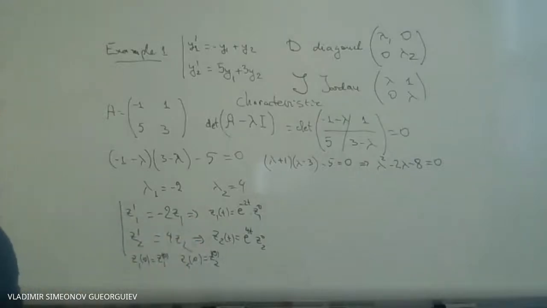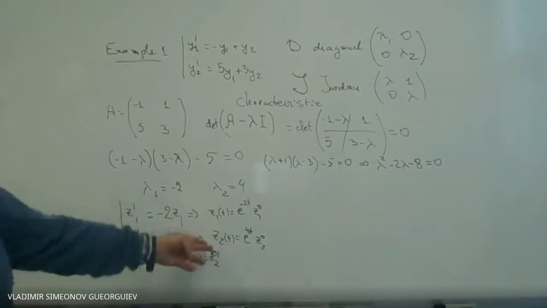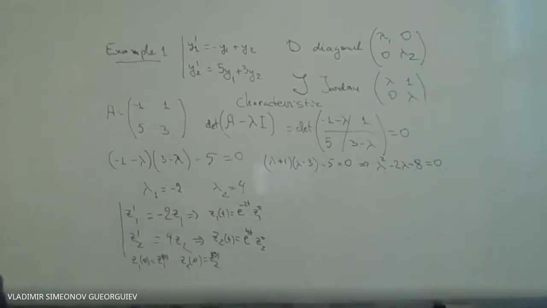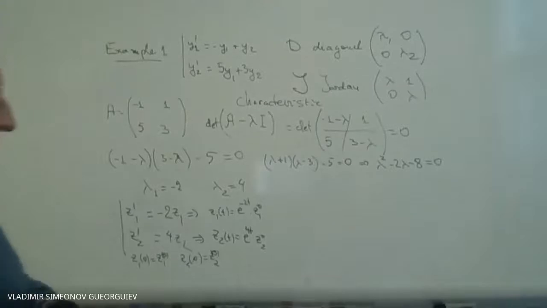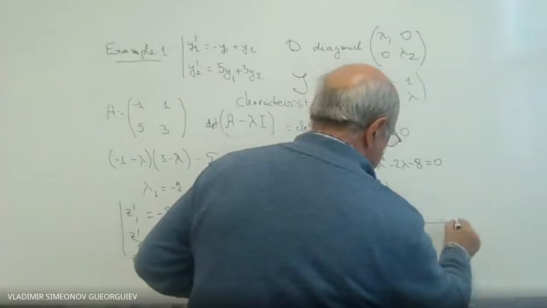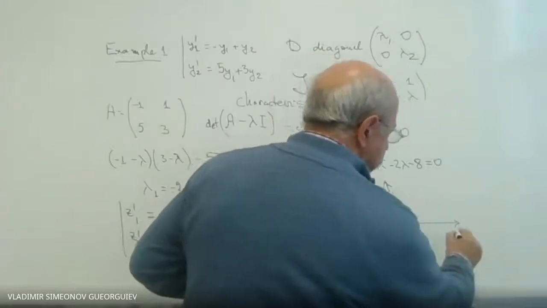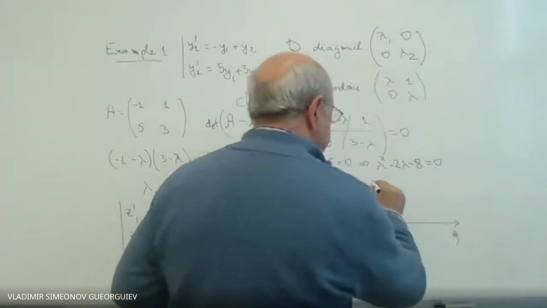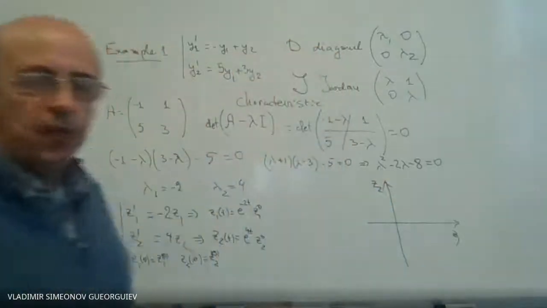What kind of relation can we find? For example, how can we find the equation satisfied by Z1 and Z2 in order to make the picture? Finally, we are interested in Z1, Z2.